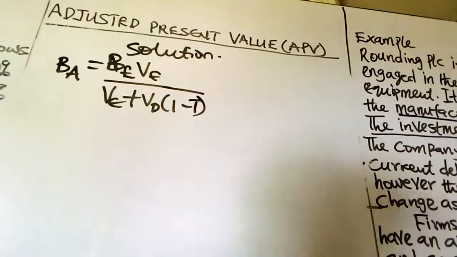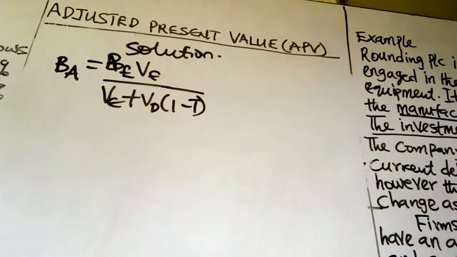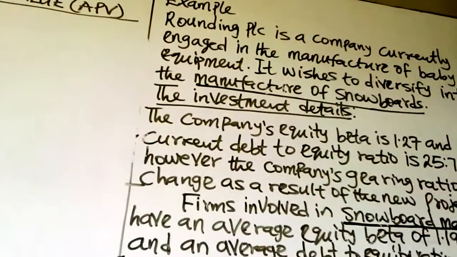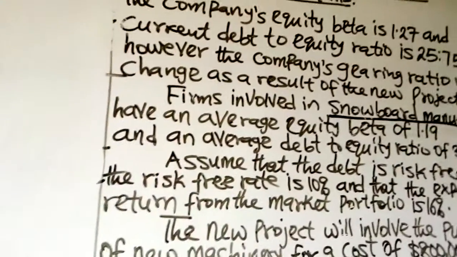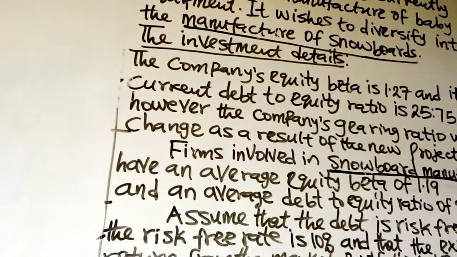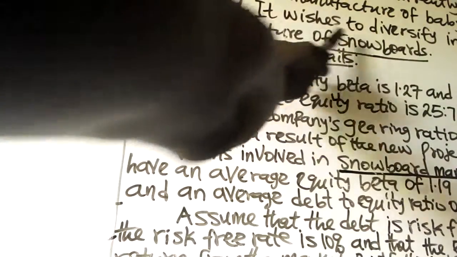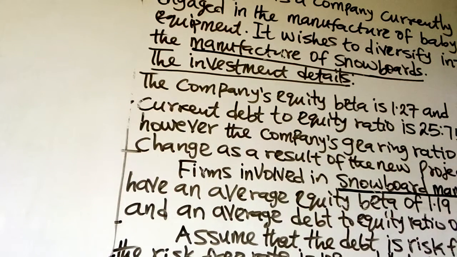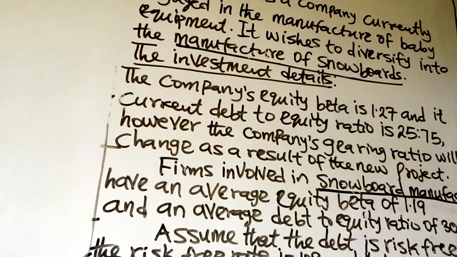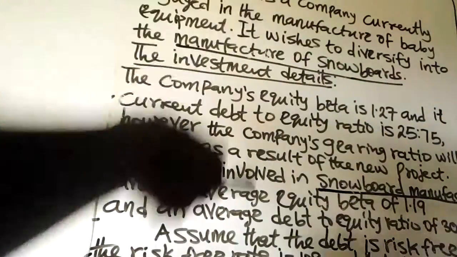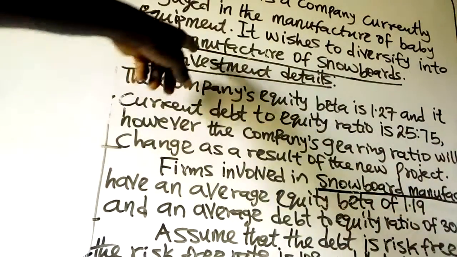So that is the formula for asset beta to use. I've told you that you need the parameter from the business area of the project. Now you are given the information: the company equity beta is 1.27, and you want to invest in manufacture of snowboards. The company wishes to diversify into the manufacture of snowboards. That is the area you want to invest in. That means you will need to ungear the equity beta of that business area.